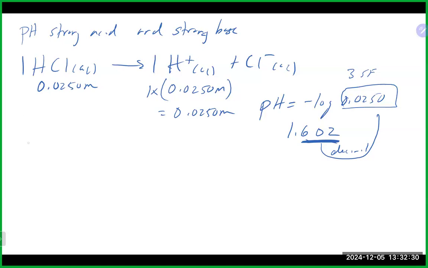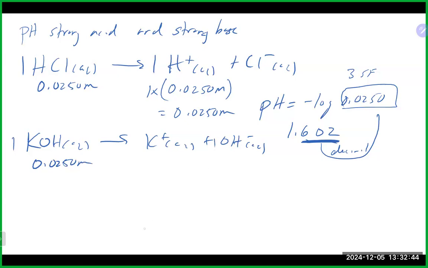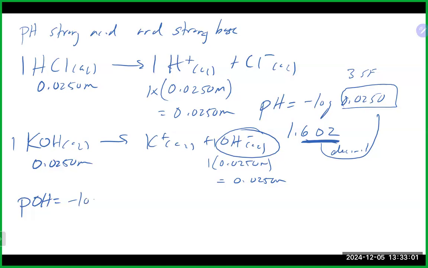Now, bases work the same way. If you had KOH, it would break apart into K plus and OH minus. And let's just say we have the same concentration here. It would be a 1-to-1 relationship in terms of the hydroxide, which would give us 0.025 molar. Remember that this is hydroxide and not H plus, which means you could calculate the pOH in this case, minus the log of 0.025. And again, that's going to give us the same value that we got over there, which was 1.602.